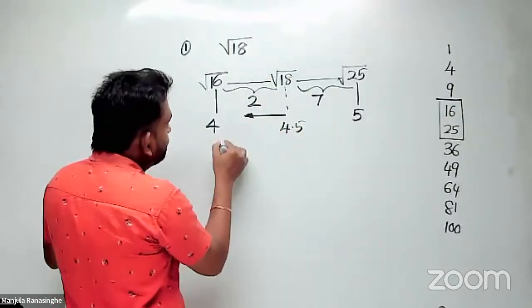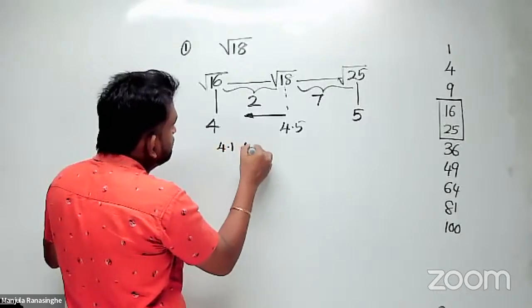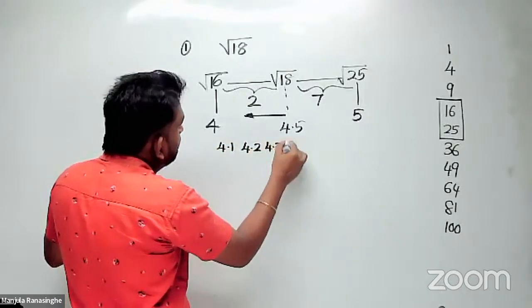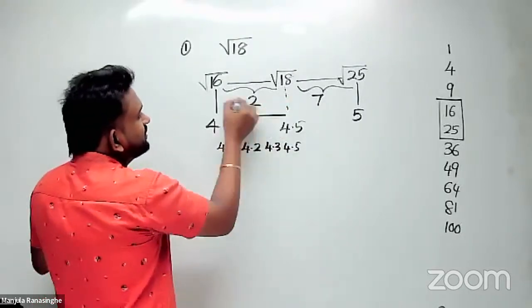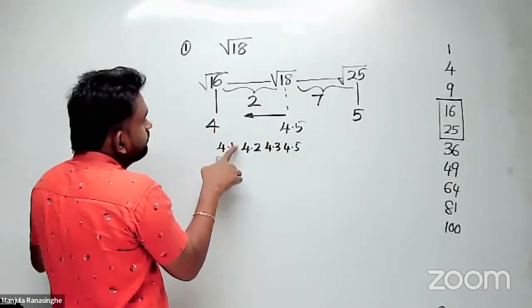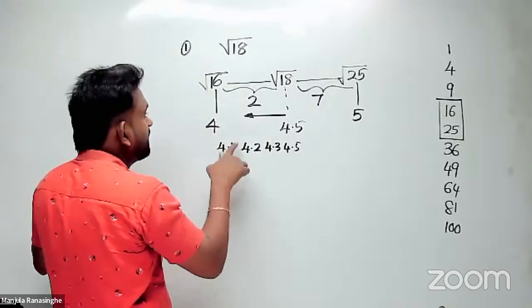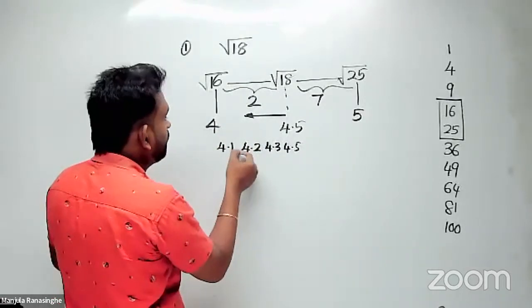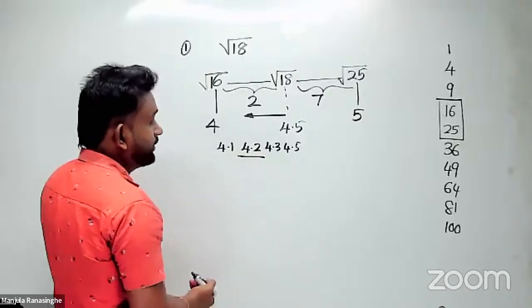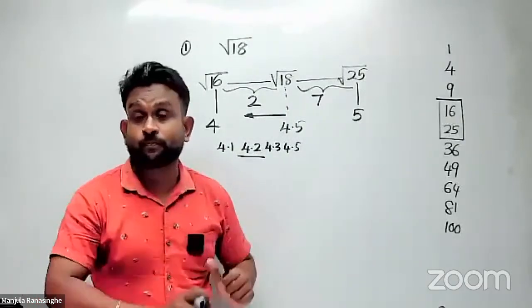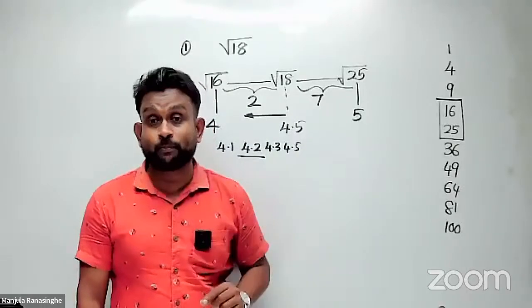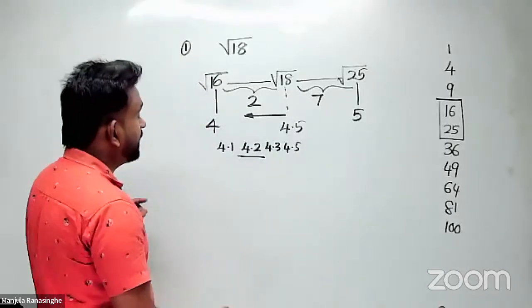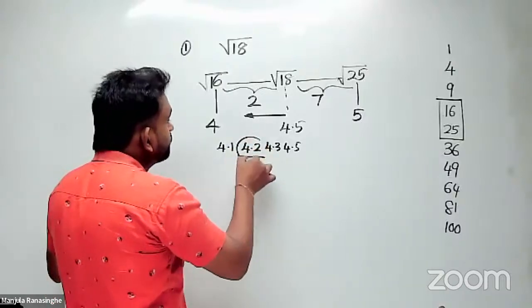So what are the options here? 4.1, 4.2, 4.3, 4.4. Having a smaller gap means near to 4, but it cannot be 4. So I feel that it is like 4.1 or 4.2. That is a guess. The first approximation means you are finding the value to the first decimal place. Now I choose 4.2.